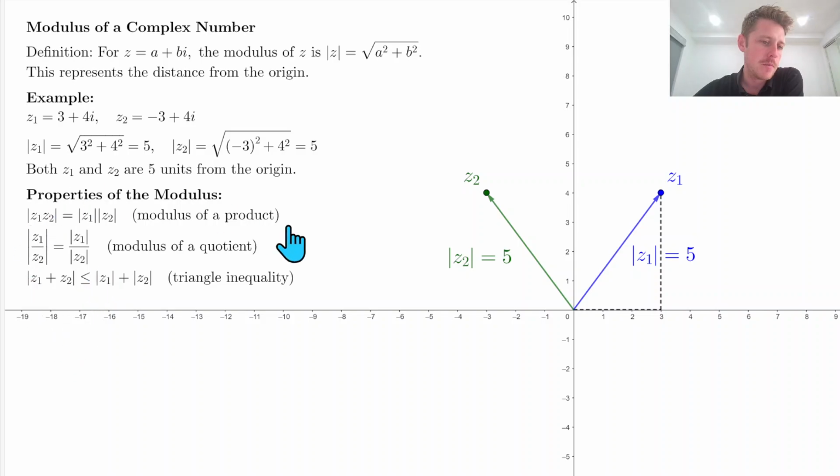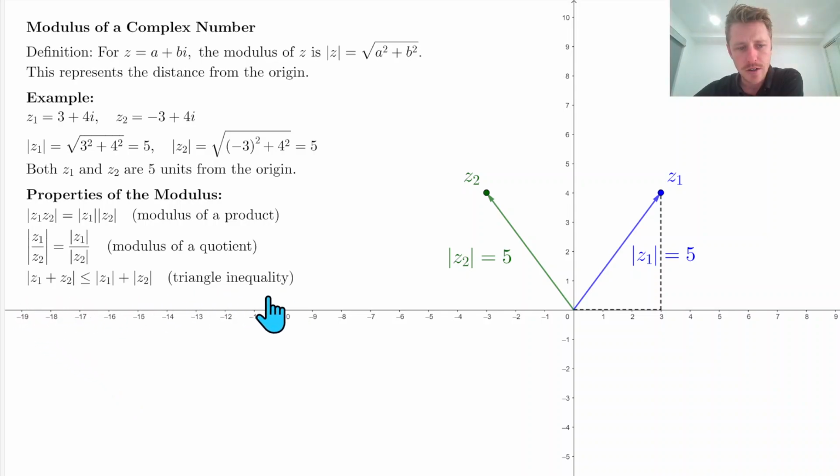Okay, from that we can deduce a few properties of the modulus. One of them is that if we take the modulus of z1 multiplied by z2, that's the same thing as taking the modulus of z1 and multiplying by the modulus of z2. So just following this property here. Similarly for the quotient, if you take the modulus of two complex numbers divided by one another, it's simply the modulus of the first one divided by the modulus of the second one.